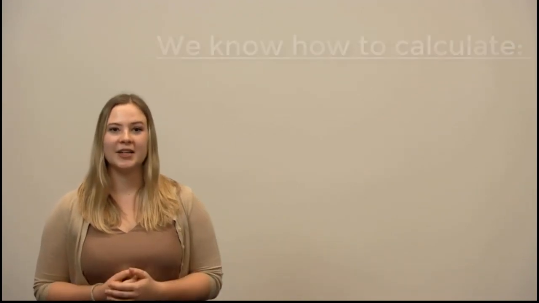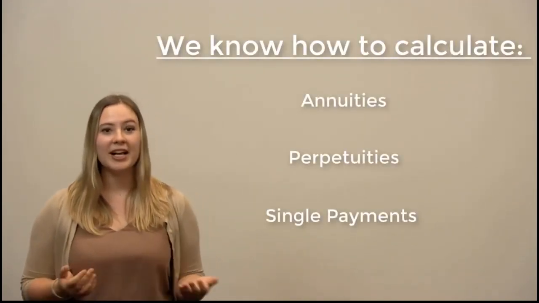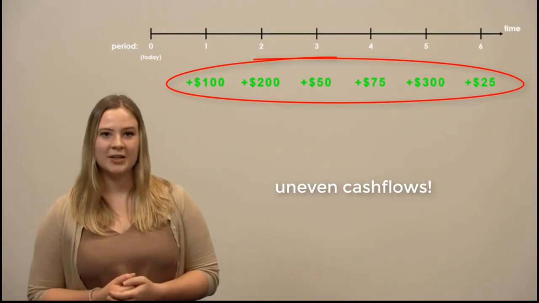We already know how to calculate the present value of annuities, perpetuities, and single payments, but in reality, most projects are messy. They involve uneven cash flows occurring at different times throughout the life of the project. Today, we'll learn how to apply these formulas to more complex financial decisions.